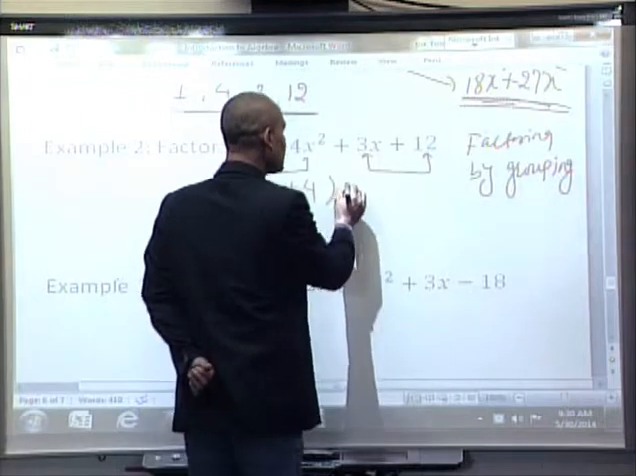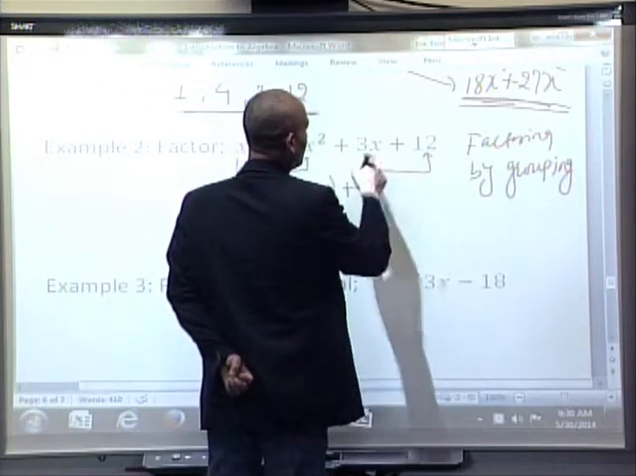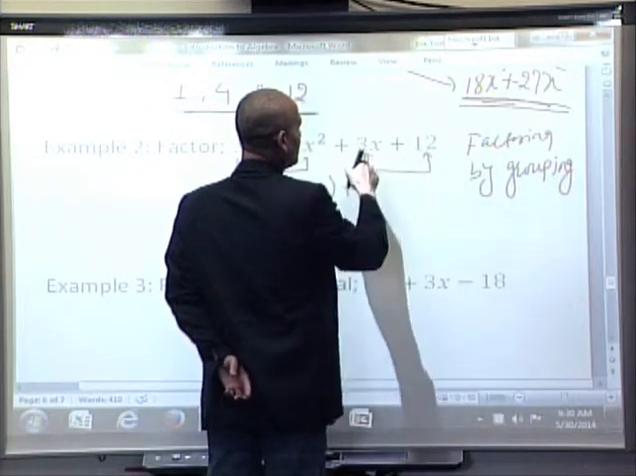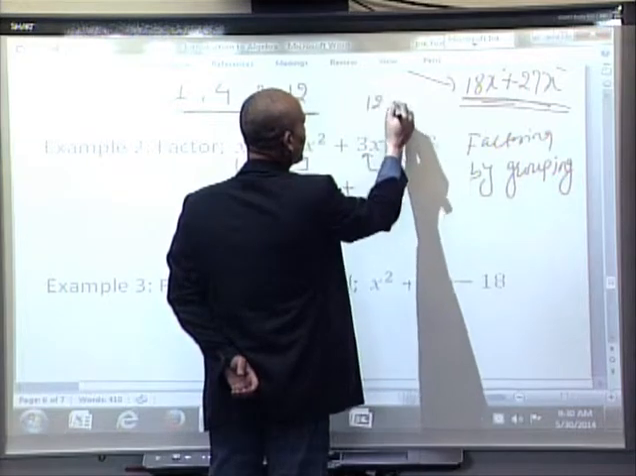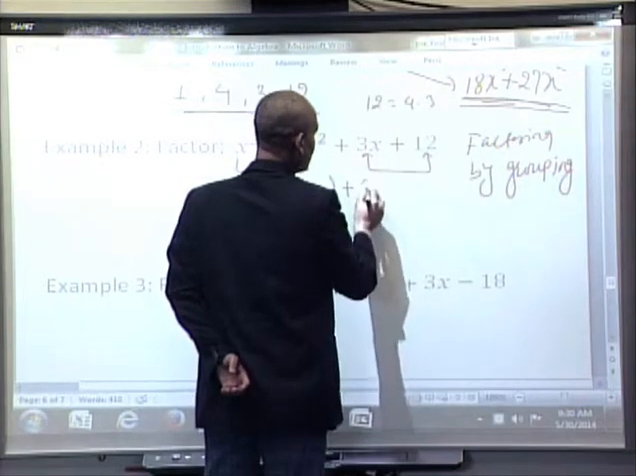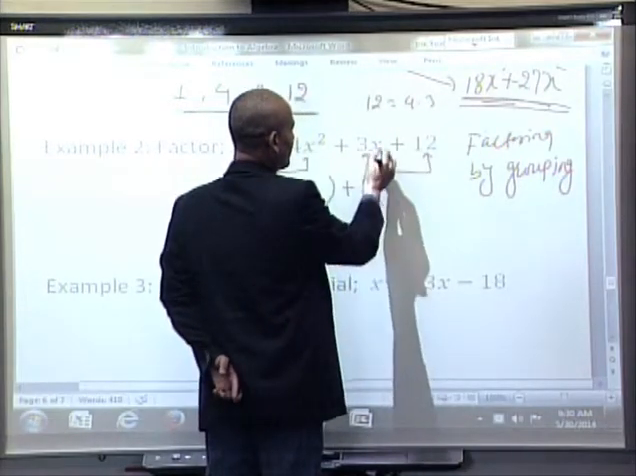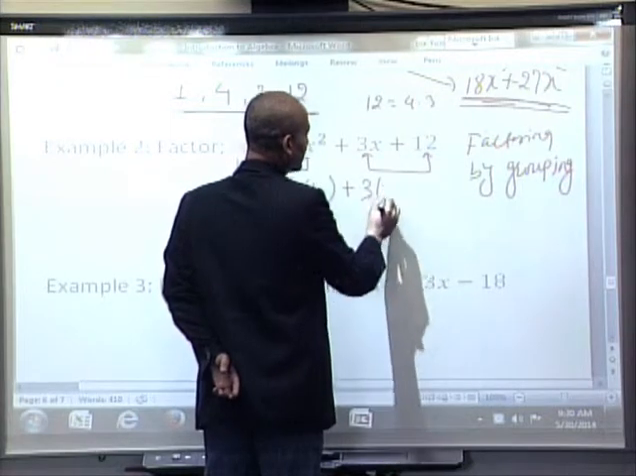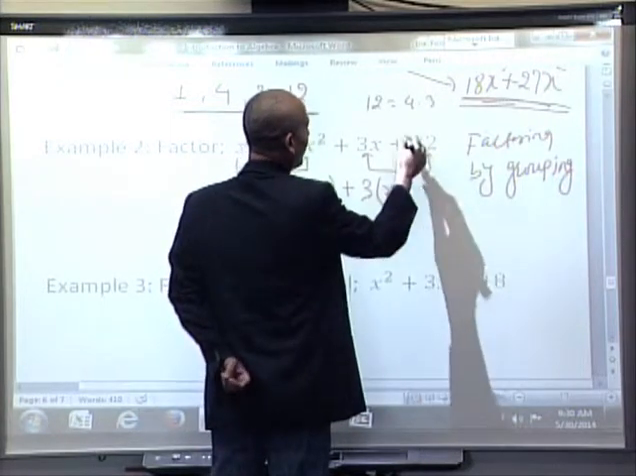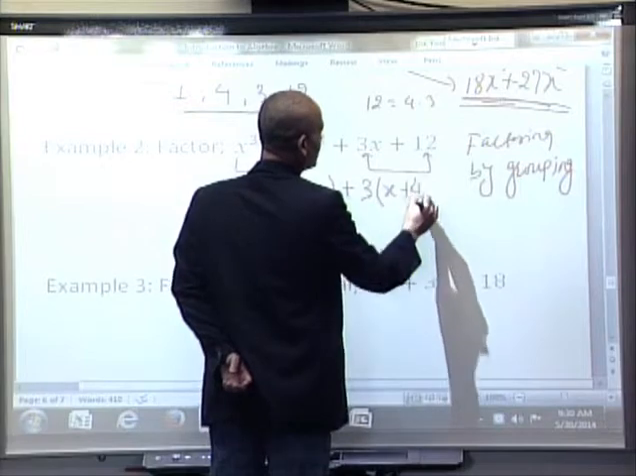Now let us factor the second group. Here is a 3, here is a 12. 12 can be written as 4 times 3, so 3 is the common factor. From the 3x we took out 3, that means x is left. From 12 we took out 3, that means 4 is left.